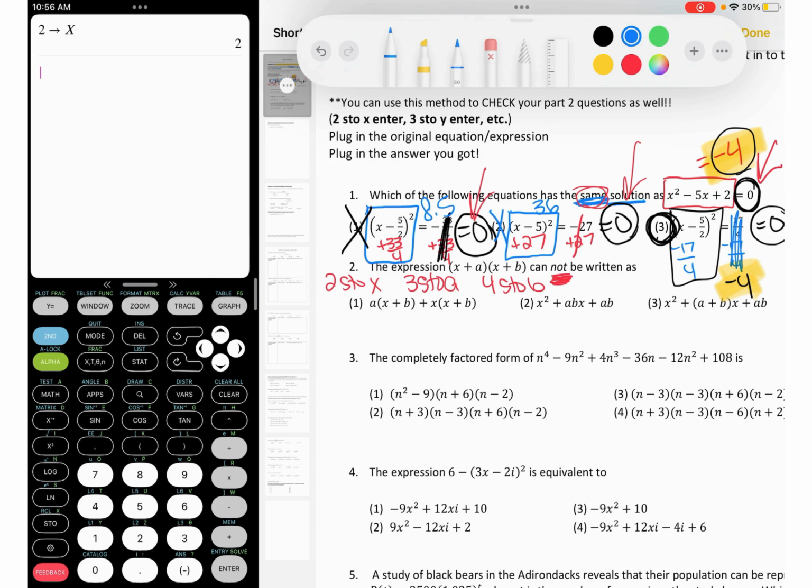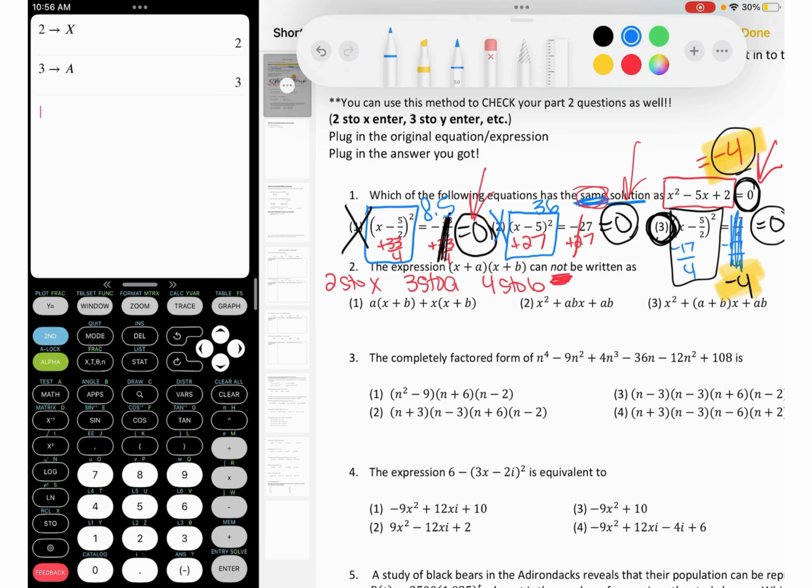So I already did 2 stow x. I'm going to do 3 stow. To get an A on your calculator, you're going to press alpha, which is right under the second button on the top left. Mine's highlighted in red right now. And then you'll notice above all of the buttons on your calculator, there is a letter. If you look above the math button, there's an A. So by pressing alpha math, I get the letter A, and I can press enter. So now every time I type in an A, it's going to plug in a 3 for me.